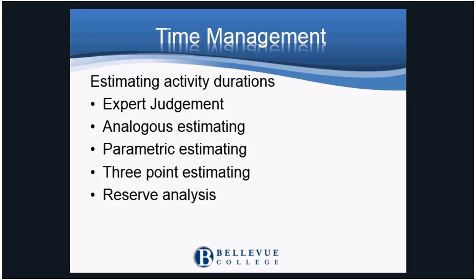3-point estimate uses expert judgment in a formula. The 3 points used are the pessimistic value, or the worst case estimate, the best case or optimistic estimate, and the average of all the estimates. The formula is 4 times the average, plus the optimistic, plus the pessimistic, divided by 6.